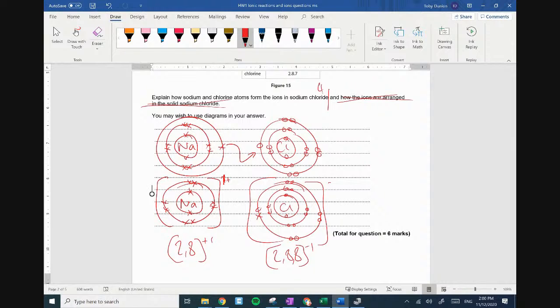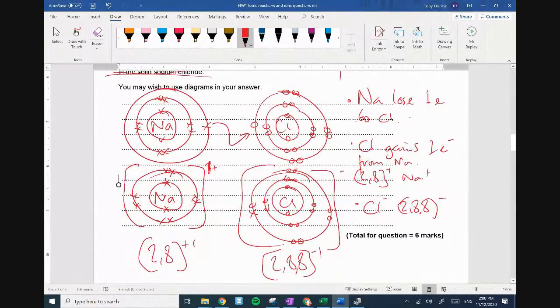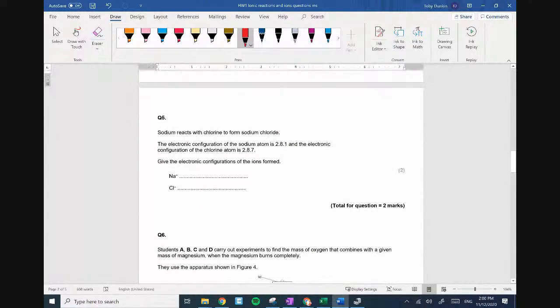If you want it in words, yeah, sodium loses 1 electron to chlorine. Oh, nice one. To Cl. Cl gains 1 electron from sodium. 2,8 square brackets plus 1 for Na plus. And then Cl minus being 2,8,8 square brackets minus. There you go. 1 plus, 1 minus. There we go. Done. Like it. Okay, next.